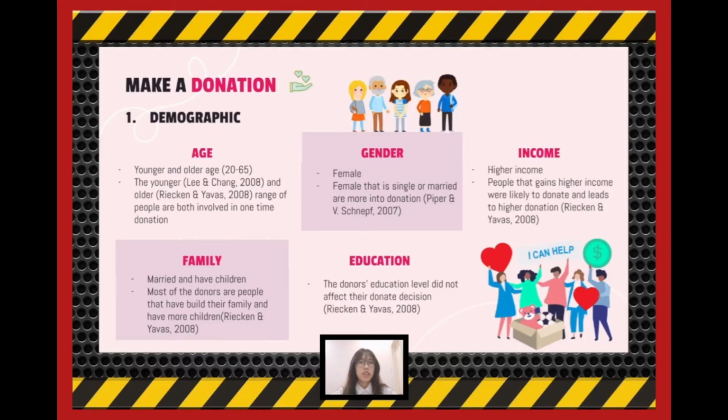I'll introduce the segmentation-based variables of Make a Donation. Firstly is the demographic segmentation. Both younger and older people can be donors for making a donation. Females were found to donate frequently. The marital status of donors is usually married with children at home. However, the education level of donors does not affect their donating, but the income level does. People who earn higher income are more involved in donation.